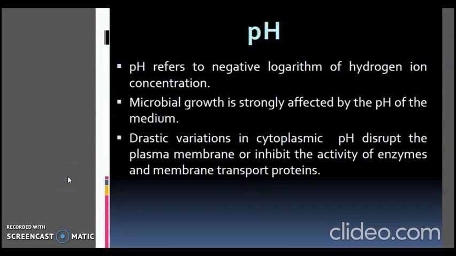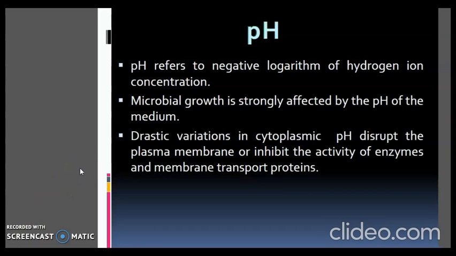The next factor that determines microbial growth is pH. pH refers to the negative logarithm of hydrogen ion concentration. Microbial growth is strongly affected by the pH of the medium. Drastic variation in cytoplasmic pH disrupts the plasma membrane or inhibits the activity of enzymes and membrane transport proteins of the microorganisms.